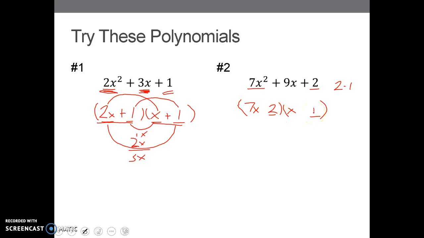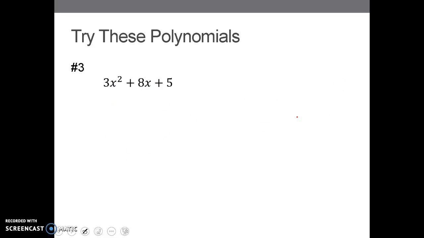And then I'm going to make them both positive because I need a positive term in the middle here. And so then I'm going to check my inside terms. This is 2x. And my outside terms, that is 7x. And so when I add 2x plus 7x together, I do get 9x, which is what I want. And so my factors are going to be 7x plus 2 and x plus 1. Let's try number 3 together.